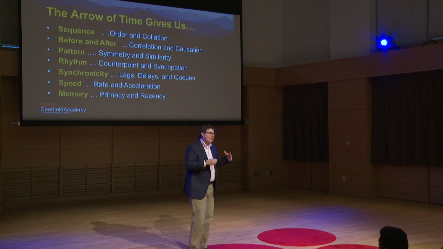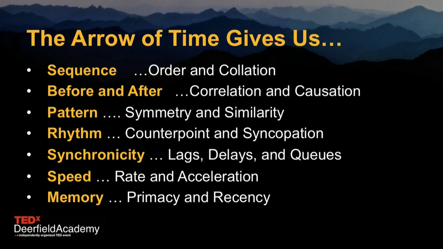Here's an example of some of the things that arrow gives us, and these are pretty heavy concepts, okay? The simplicity of before and after, the was and the will be, gives us things like rhythm and pattern and sequence, okay? The notion of speed, anything that is divided by time, comes from this sense of the arrow of time, and without it, we would be living in a very confusing information space.